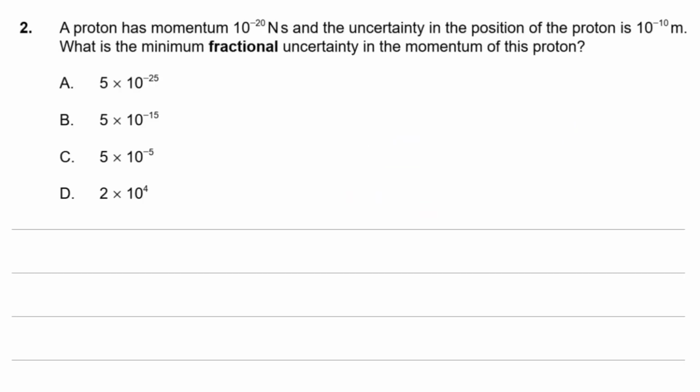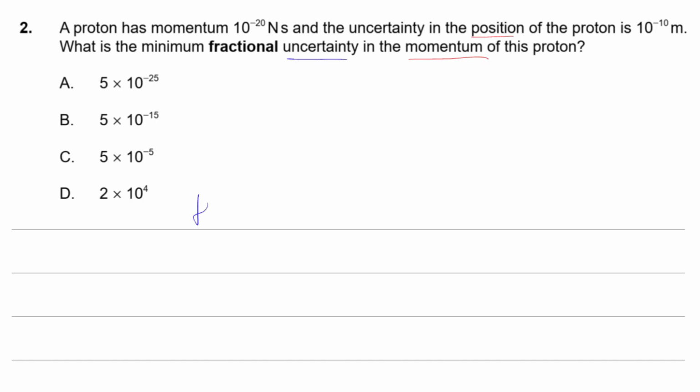Question 2. A proton has momentum of 10 to negative 20 newton seconds, and the uncertainty in the position of the proton is 10 to minus 10 meters. What's the minimum fractional uncertainty in the momentum of this proton? And we have 4 options. So this is also a question about fractional uncertainty, and it is the uncertainty about momentum and position. These 2 terms probably will remind us about the relation of uncertainty of these 2 quantities.